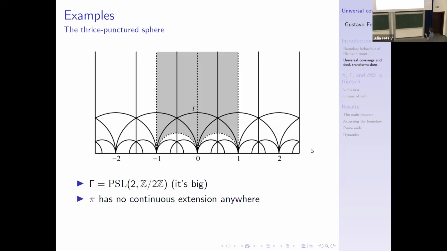And because you have copies of these circles getting smaller and smaller and smaller and accumulating everywhere on the real line, our universal covering has no continuous extension to any place on the real line, right? And the limit and the non-tangential limit exists only at countably many points. And at each of these points is going to be either 0, 1, or infinity, right? So one of the 3 punctures. So this here is sort of the worst case scenario of what a universal covering could look like, right? So it could look very bad.